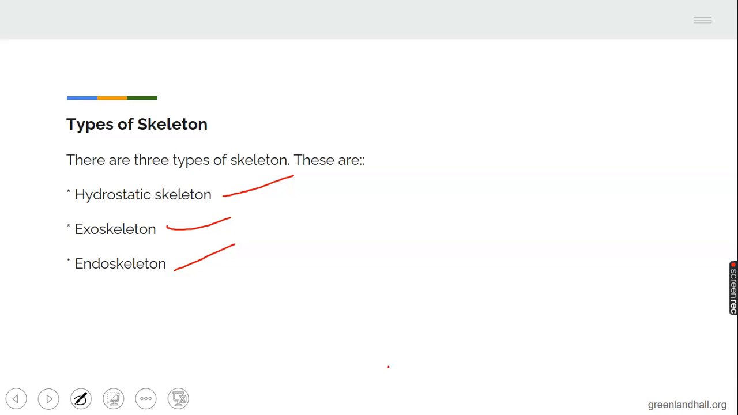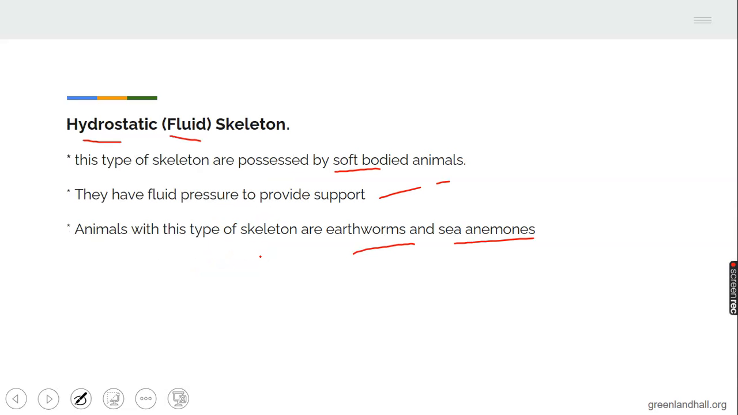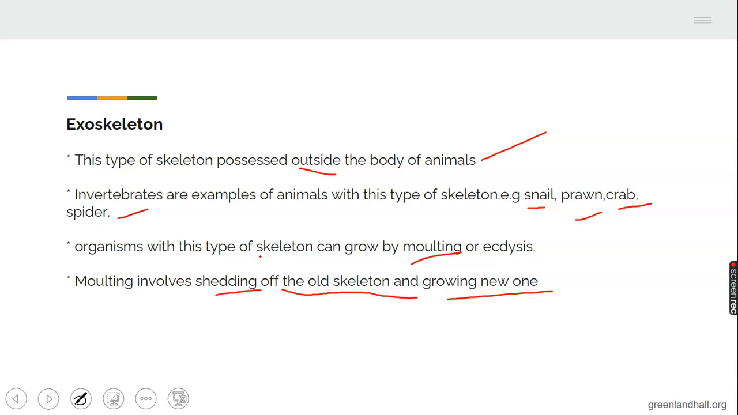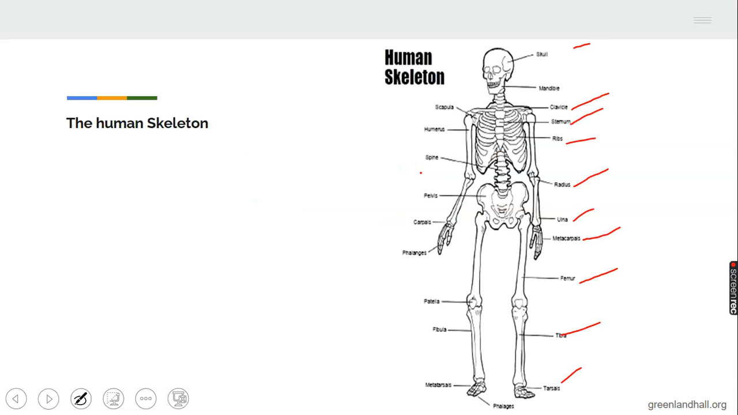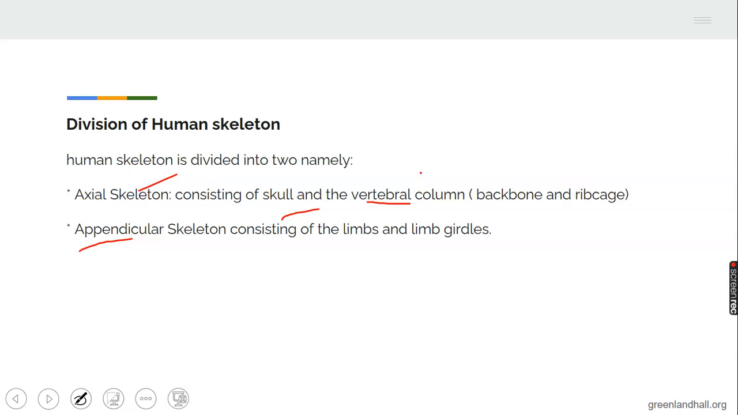Then the types of skeletal system we have seen: the hydrostatic skeleton, the exoskeleton, and the endoskeleton. We said hydrostatic skeletons are fluid, found in soft-bodied animals like the earthworm and the sea anemone. Exoskeletons are present outside the body of animals. An example is the snail and the crab. Endoskeleton is present inside the body. An example is man.